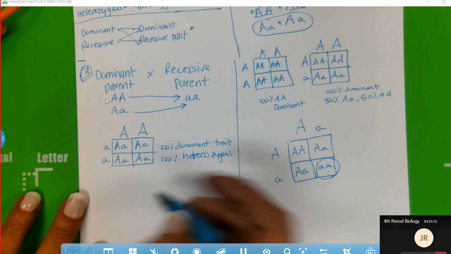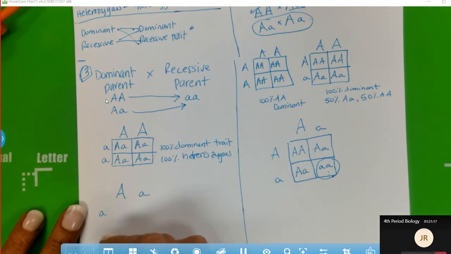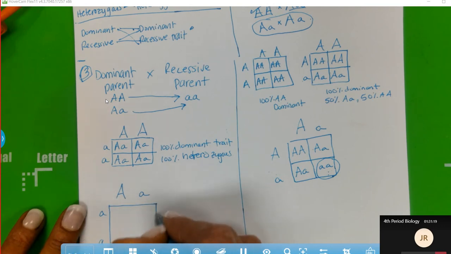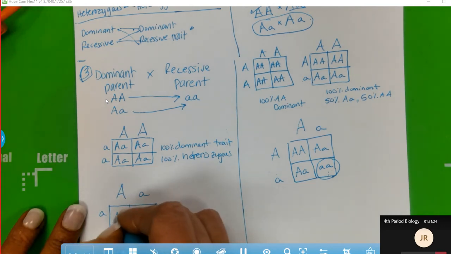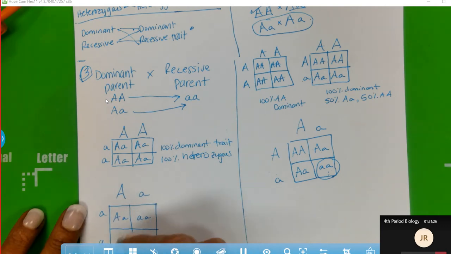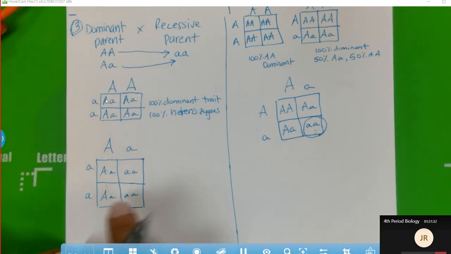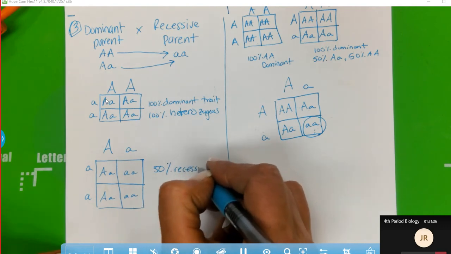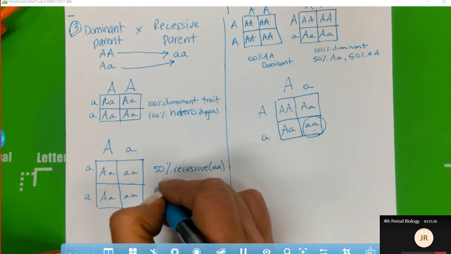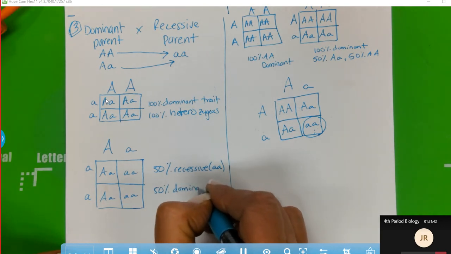And then the other option is a heterozygous parent with the dominant trait, and a parent with the recessive trait and recessive genotype. In this case, half the kids have the recessive trait, half the kids have the dominant trait. And the same percentages: 50% dominant trait, heterozygous.